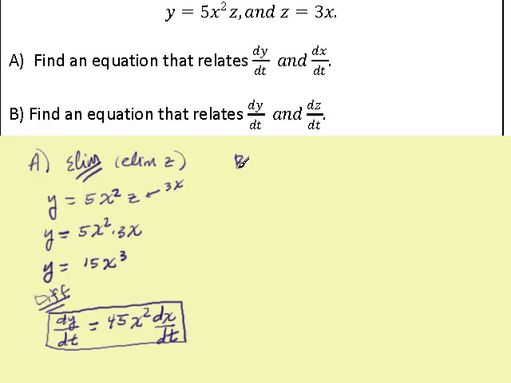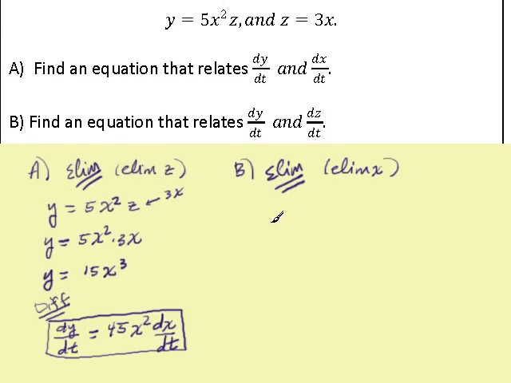Okay, in part B, we're going to eliminate again. This time we want an equation relating dy/dt and dz/dt, so this time we're not interested in x, so we're going to eliminate x in this step. Alright, so we have y is equal to 5x squared z, and we know z is equal to 3x. Let's solve for x. That means x is equal to z over 3. So we solve for x so we can eliminate it. So right over here we're going to put z over 3.